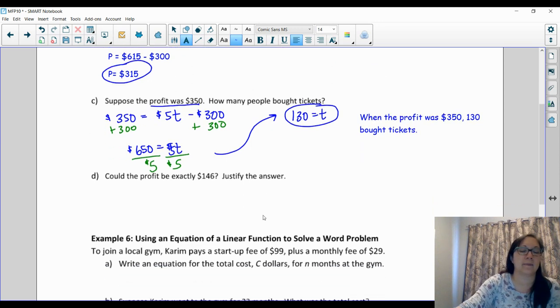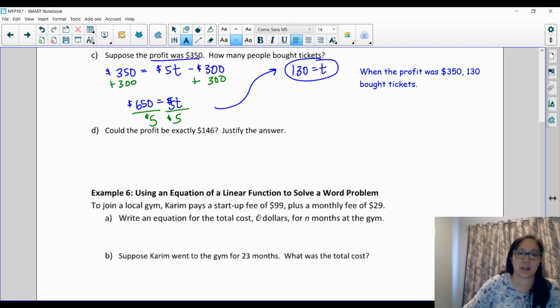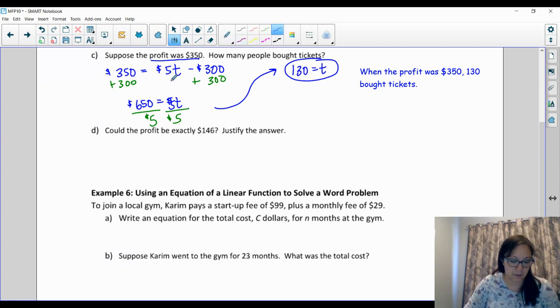Could the profit end up being exactly $146? Justify your answer. Well, if $300 is always going to be the cost of the DJ, and we're selling tickets for $5 each, I don't see how we could make exactly $146. It's not a multiple of 5. So we could make $145, or we could make $150, but we can't make $146 exactly. So we are okay here to say no.